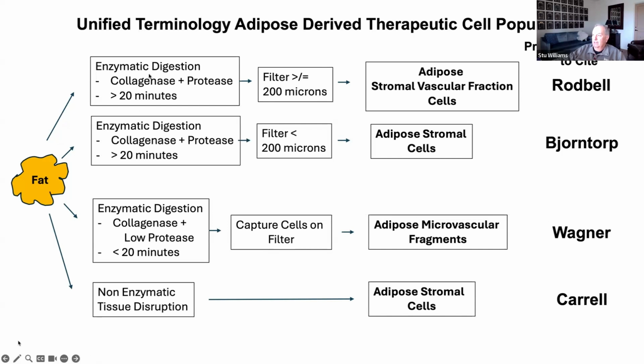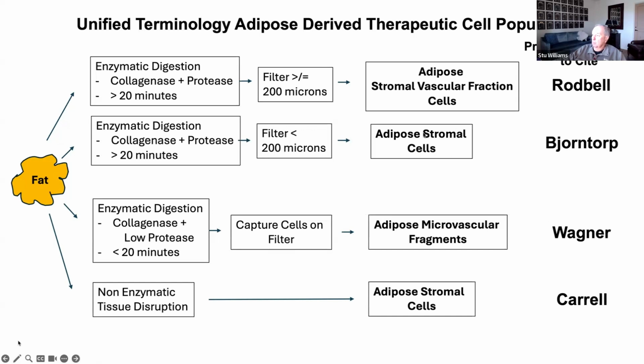these isolation techniques. If you use enzymatic digestion with collagenase and protease for greater than 20 minutes and a filter that's greater than 200 microns, it should be called the adipose stromal vascular fraction, and you should reference Rodbell in your publication. Any modification of Rodbell, adding filters, etc., you can point out, but this is Rodbell's method for SVF isolation. Bjorntorp gave us collagenase and protease for greater than 20 minutes, but he used a filter that was smaller than 200 microns, 25 microns.